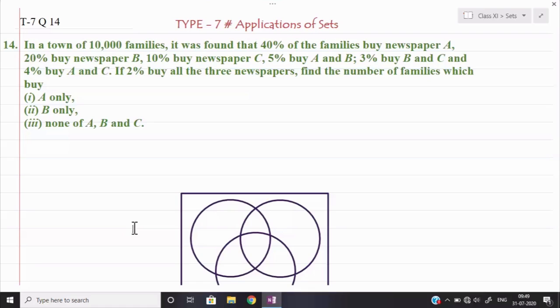Then they are asking only A, which we found in the previous question, only B and only C. Look at part number 3. They are asking none of A, B and C, means neither A nor B nor C. So 10,000 will be the value of which set? It is the value of the universal set. Remember, if they are asking the value of neither nor, then the total figure given in the question will be the value of the universal set. Otherwise, we can say it will be the value of A union B union C.